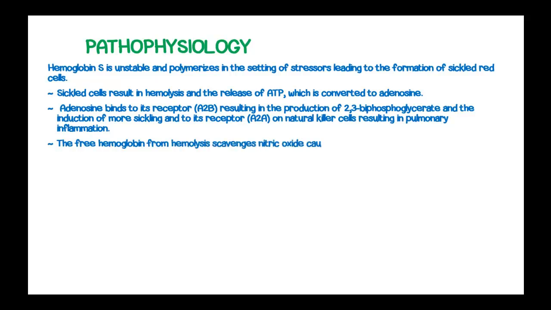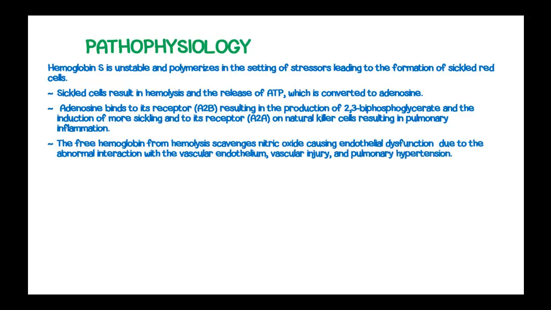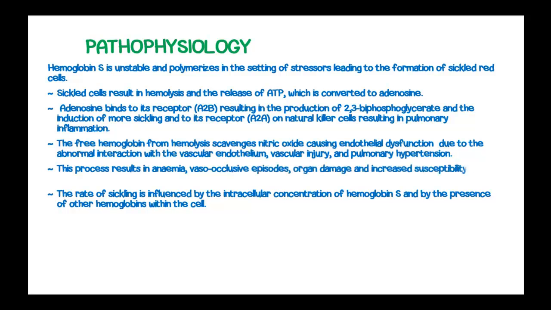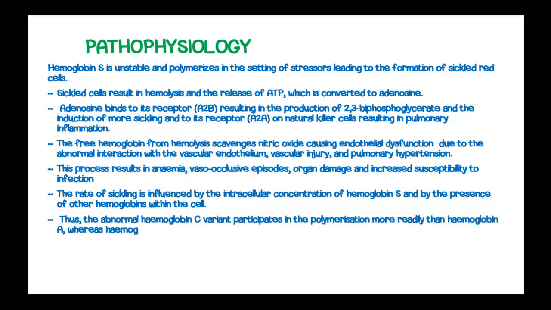The free hemoglobin from hemolysis scavenges nitric oxide, causing endothelial dysfunction, and this occurs because of the abnormal interaction with the vascular endothelium. It can also lead to vascular injury and pulmonary hypertension. The rate of sickling is influenced by intracellular concentration of hemoglobin S and by the presence of other hemoglobins within the cell, and this process results in anemia, vaso-occlusive episodes, organ damage, and increased susceptibility to infection. Hemoglobin C participates in polymerization more readily than hemoglobin A, whereas hemoglobin F strongly inhibits polymerization and its presence markedly retards sickling.